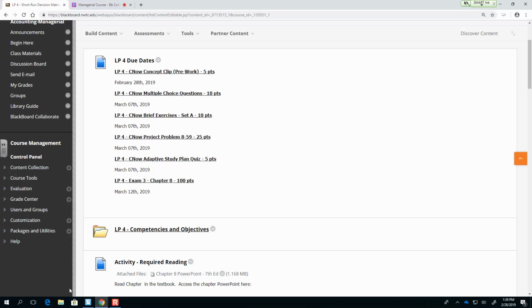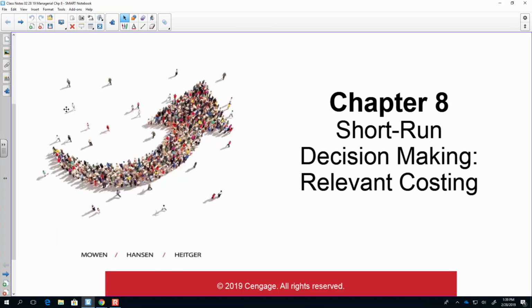Good deal. Let's get started then with Chapter 8. It begins on page 393. Navistar is the company profile in Chapter 8. And it's looking at how does a company make a short run decision? And what goes into that decision process?